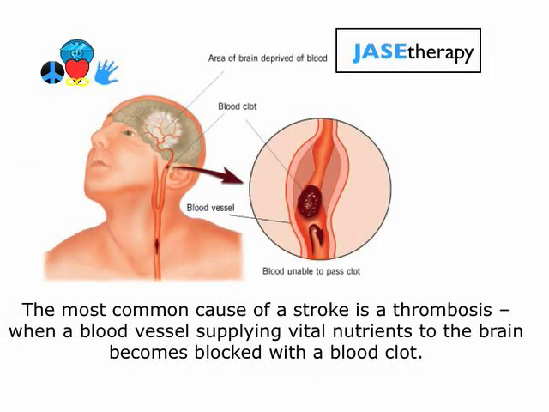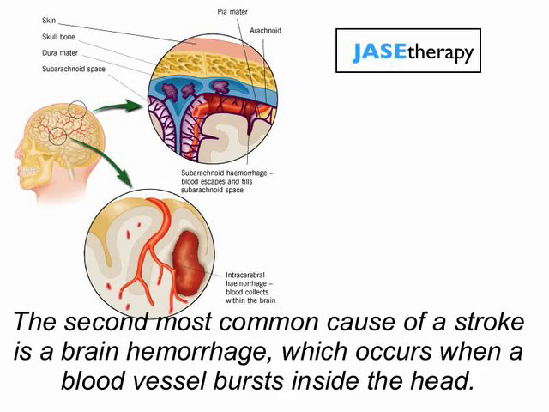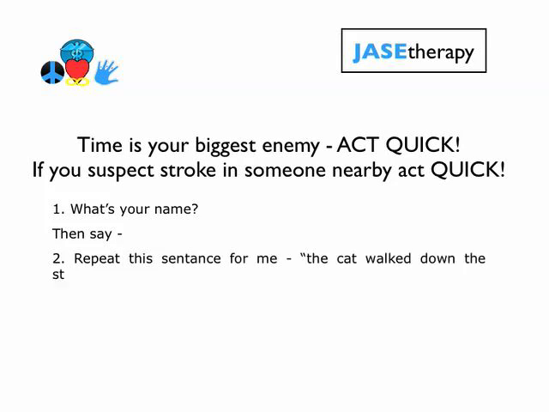The most common cause of stroke is a thrombosis, or a blood clot. The second most common cause of a stroke is a brain hemorrhage, which occurs when a blood vessel bursts inside the head. Time is your biggest enemy. Act quick. If you suspect stroke in someone nearby, act quick.